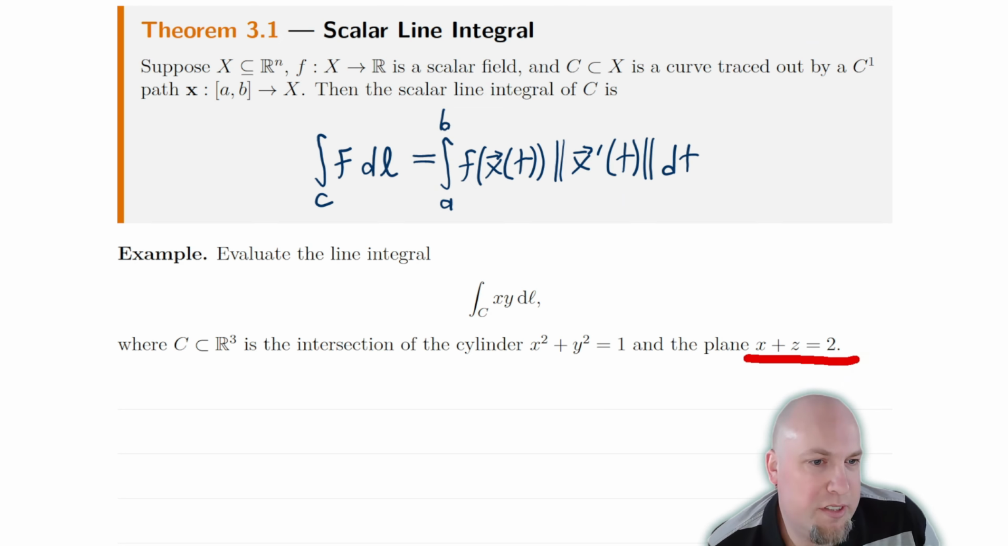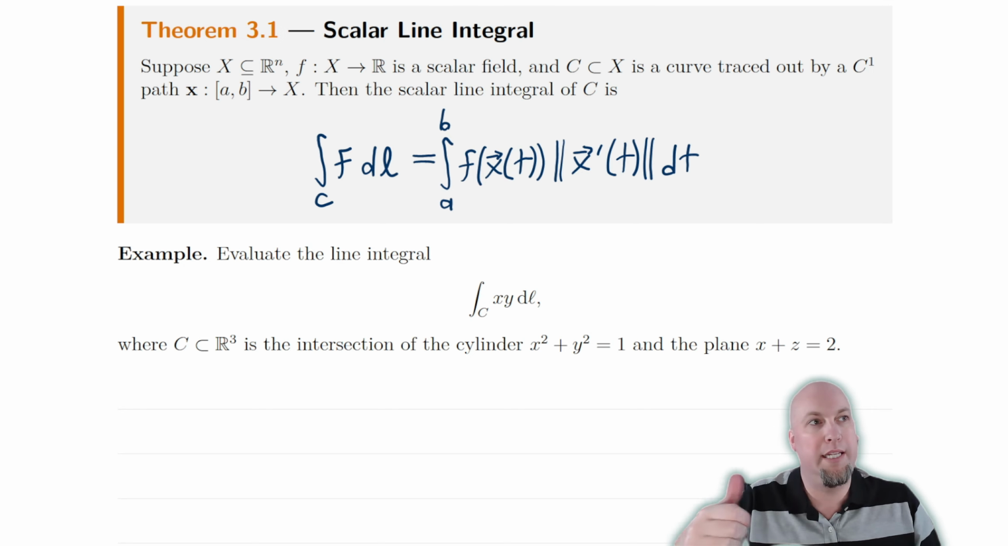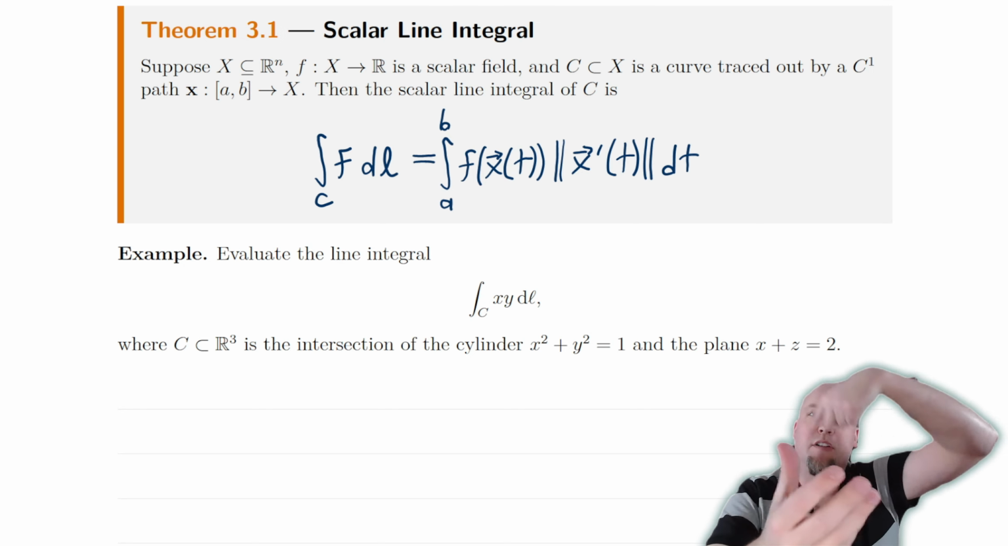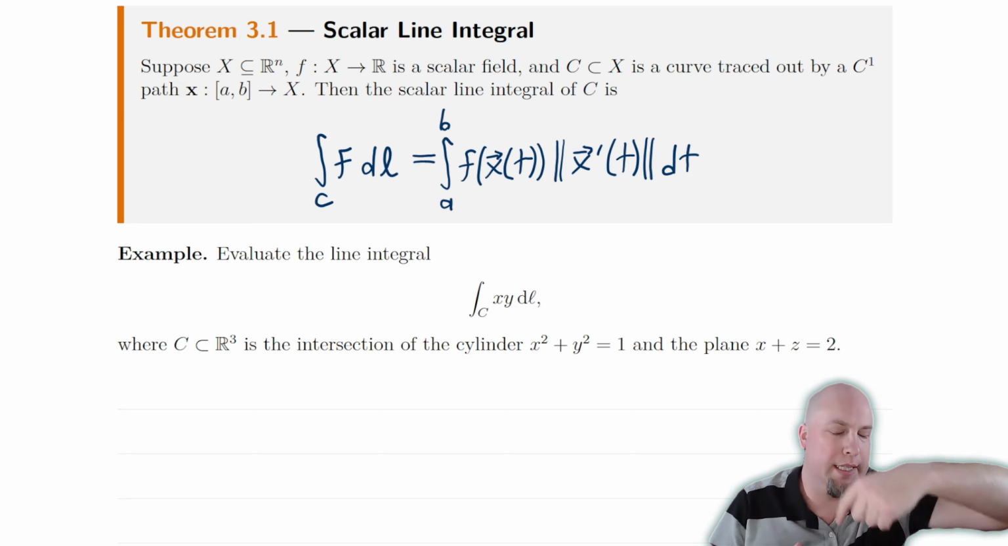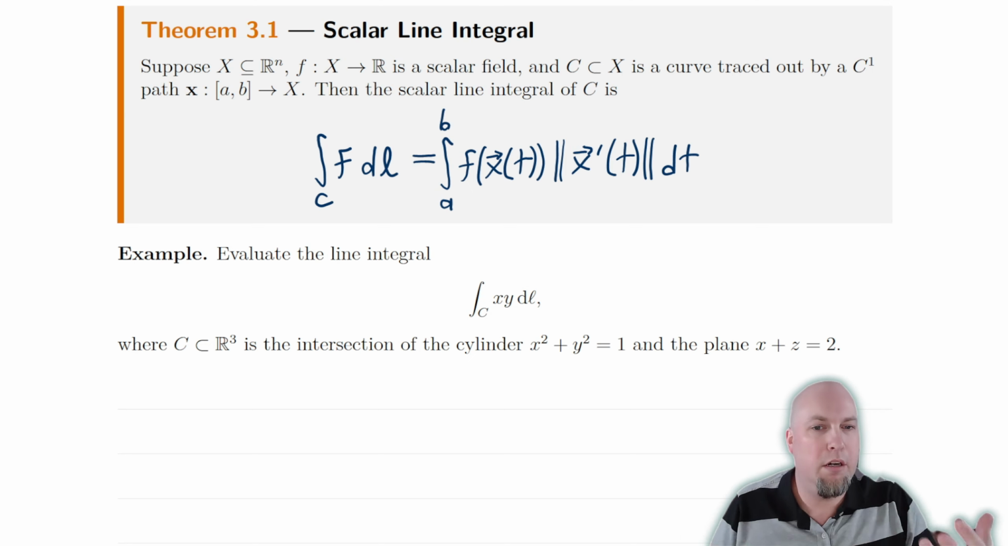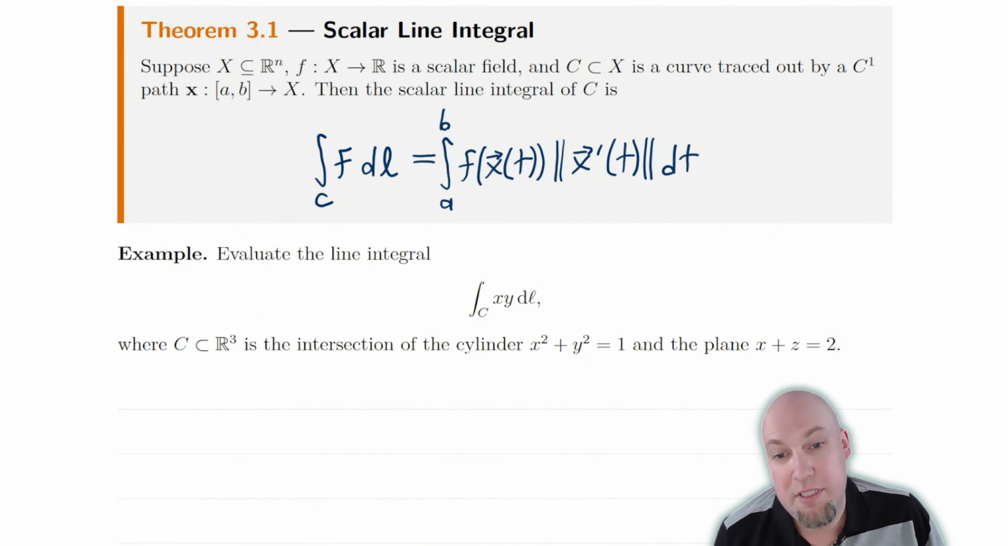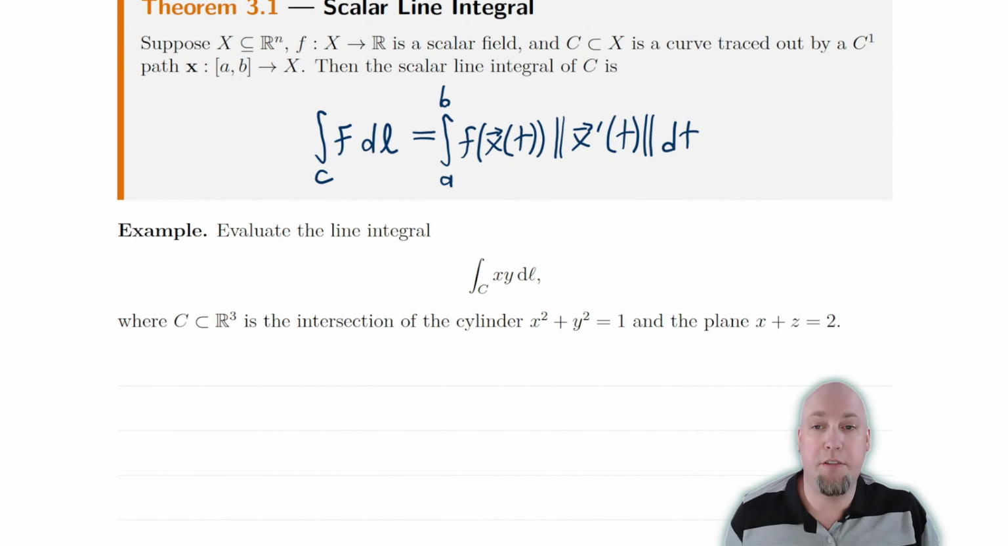And then this is just some plane in three-dimensional space. And the question is, integrate along the intersection of those. The intersection is going to be sort of a slanted circle or something like that. Integrate along that slanted circle to compute this scalar line integral. All right, so how do we do that?